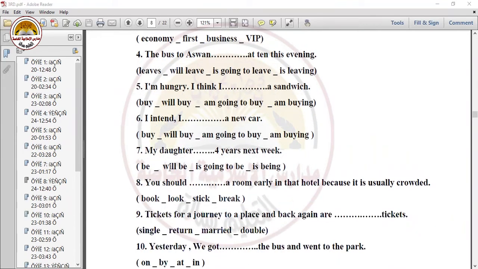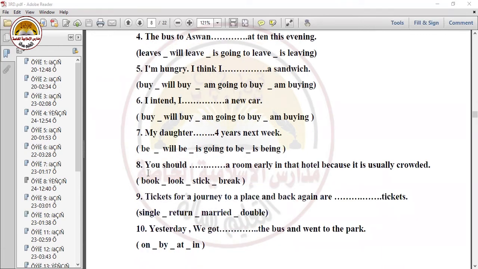Number seven, my daughter stays for years next week: B, will be, it's going to be, is being. Will be. My daughter will be. Very good. Yes, this is a fact. Will be.